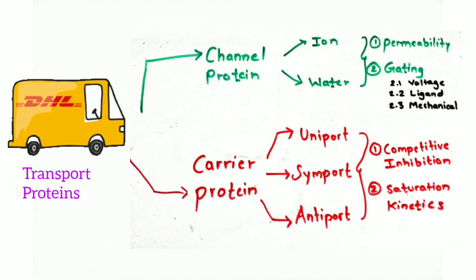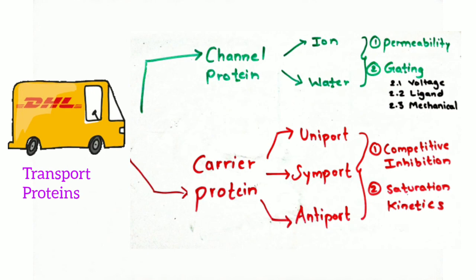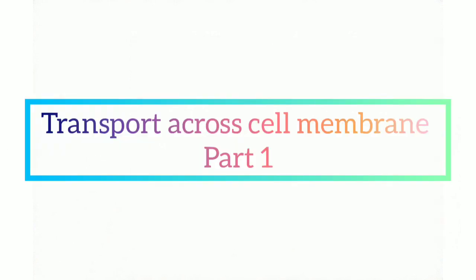Moving on, we talked about the carrier protein. In that we discussed three types of carrier: uniport, antiport and symport. Later on, we discussed features of carrier mediated transport. The first was competitive inhibition and the second was saturation kinetics. So this is part 1 of the video for the transport across the cell membrane.